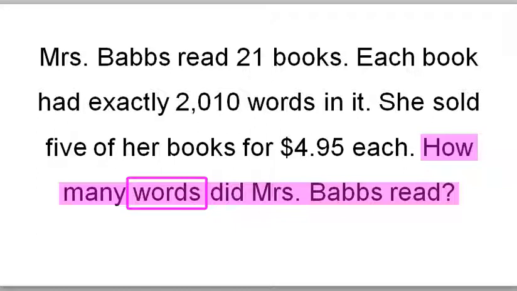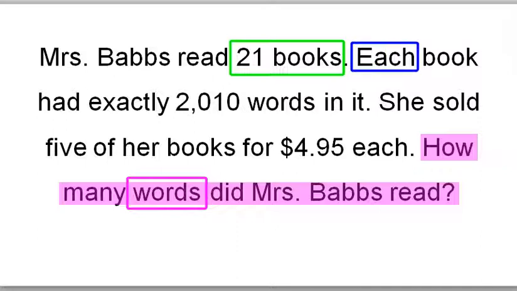So think about that unit of words and what quantities in this problem are actually going to help me achieve that. So Mrs. Babs read 21 books. So we have 21 books that are being read. And then each book has exactly 2,010 words. So each book has 2,010 words in it. And then she's selling 5 of her books for $4.95.